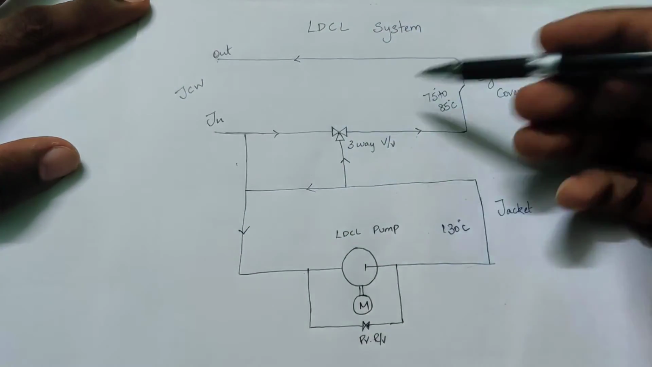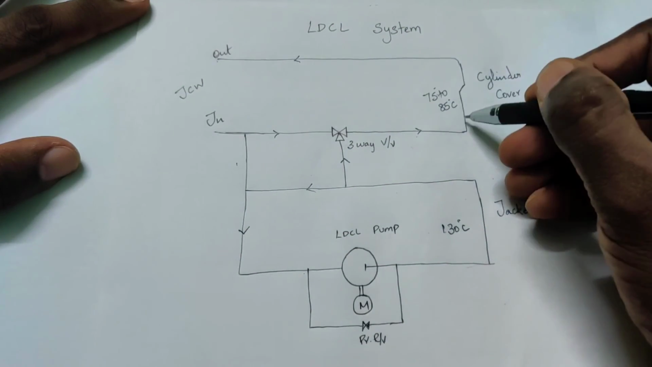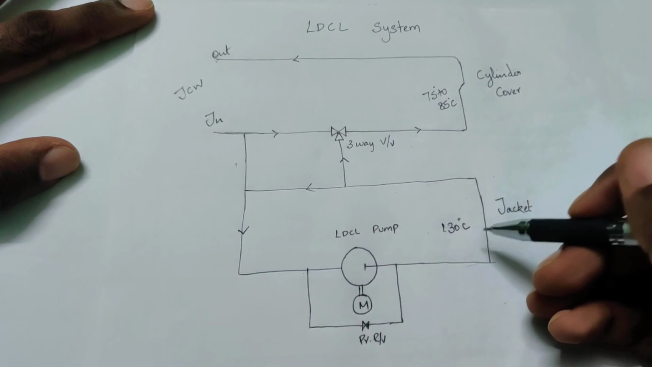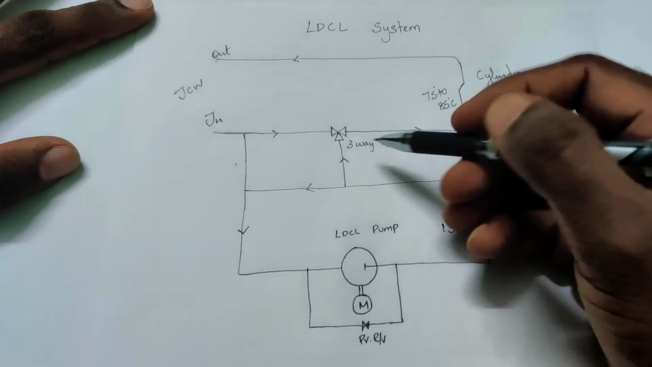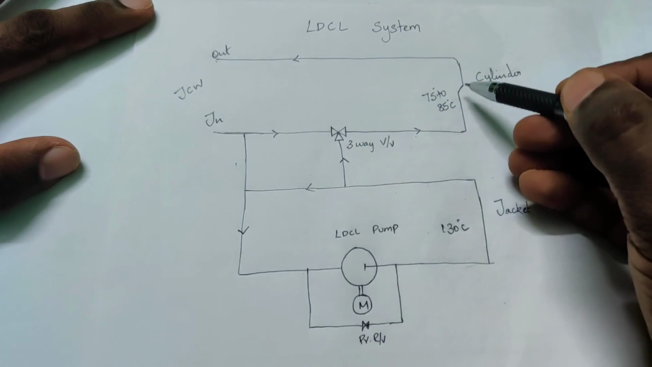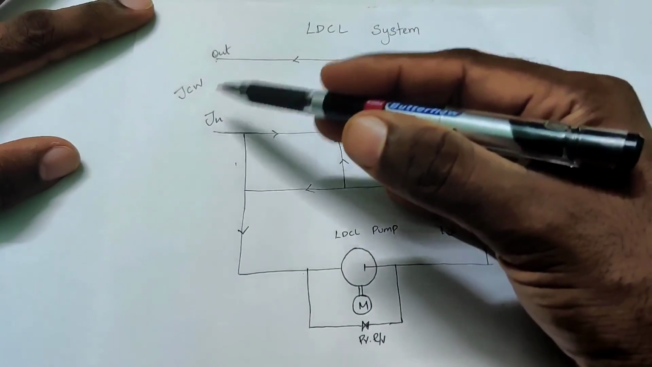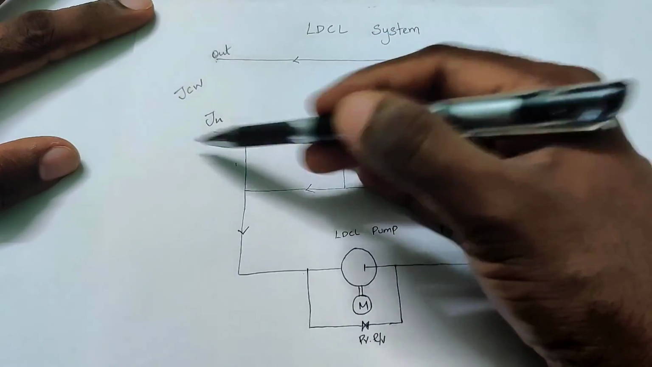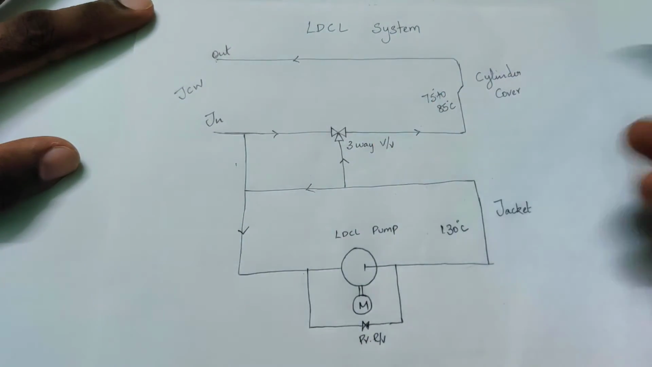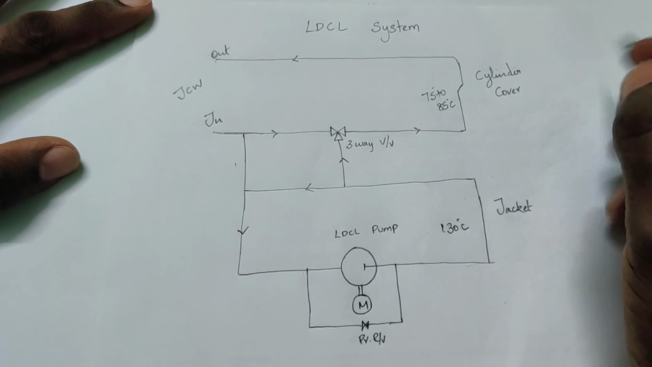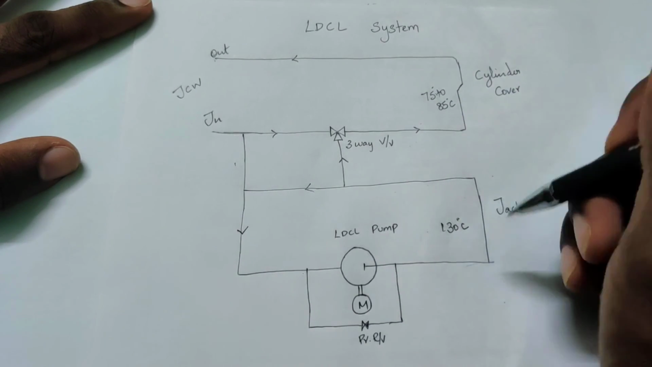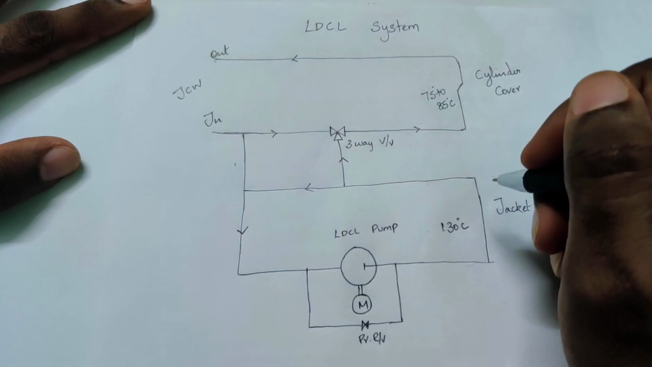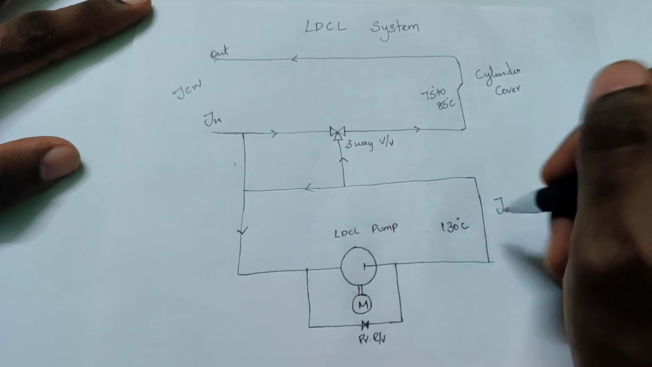it gets cooled, and a temperature of 75 to 80 degrees Celsius, 85 degrees Celsius is maintained. In case there is an increase in temperature here, water is then bypassed into the cylinder cover, which is then again cooled in the cylinder jacket cooler, and the makeup water is taken from this line. So the temperature in this jacket is always maintained at a higher temperature to reduce acid condensation.